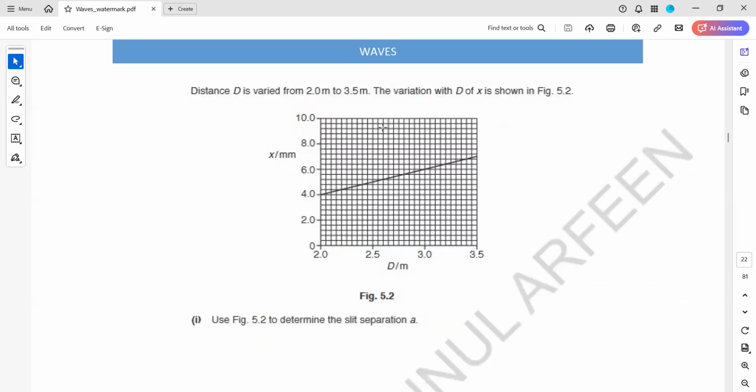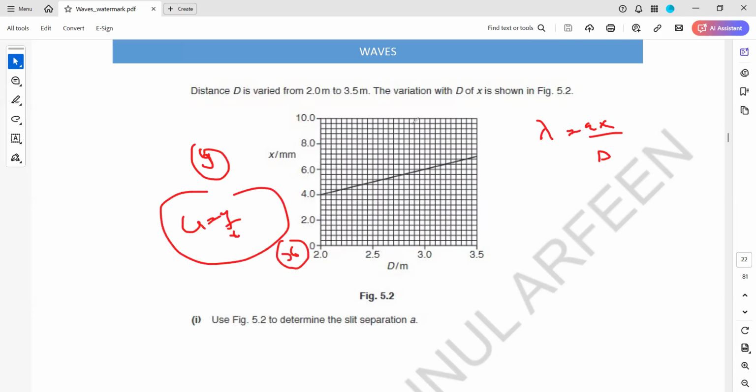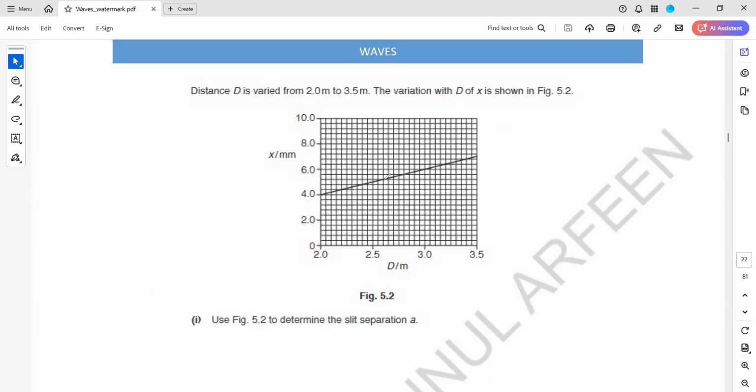Actually, it's a ratio of X and D, because when I take a gradient here, as we have the formula lambda equals AX over D, if I have a quantity on the y-axis divided by a quantity on the x-axis, the gradient will be y over x. So I will get the value of X over D. Use the figure to determine A. So if we want to determine A, first we will take a gradient, but keep in mind, because the unit is given in millimeters, don't forget to convert into meters.